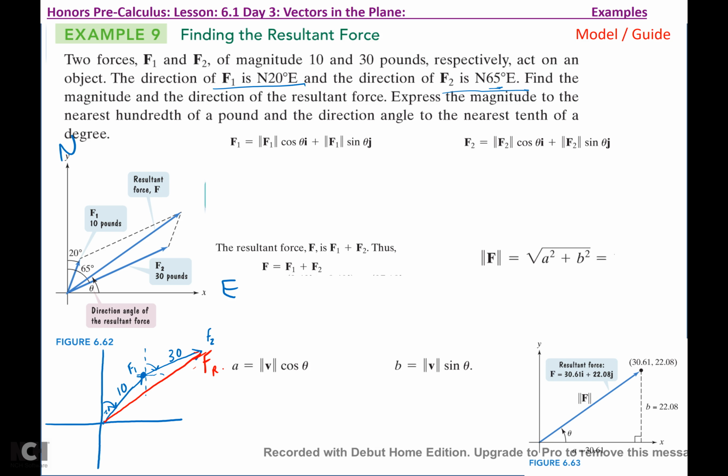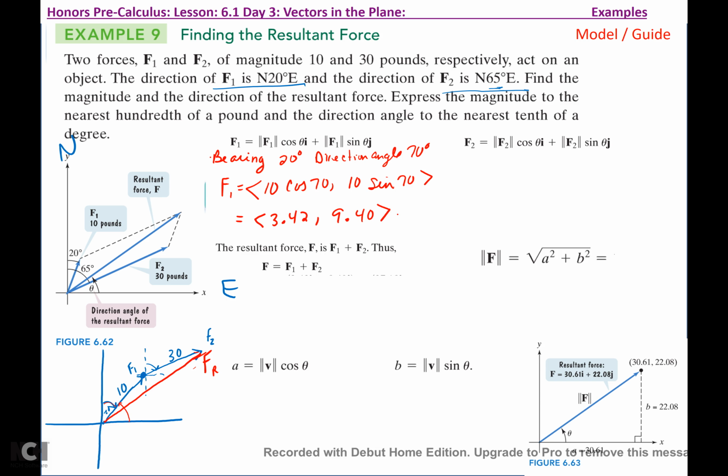All right, so what you do, first of all, is you find your velocity vector for each force. So the velocity vector for this first one, and remember, it has a bearing of 20 degrees northeast. That gives me a direction angle. If from here to here is 20, then this way would have to be 70. So if I set up my force vector for force one, I get the magnitude, which is 10, times cosine 70, and the magnitude 10 times sine 70. And that comes out to 3.42, 9.40.